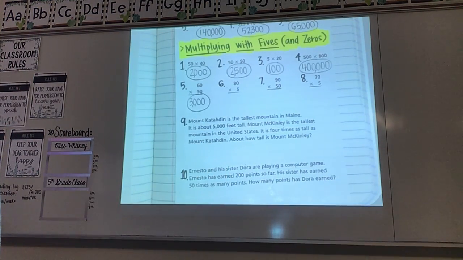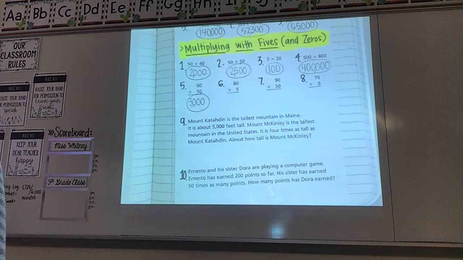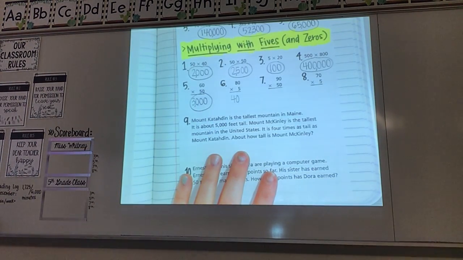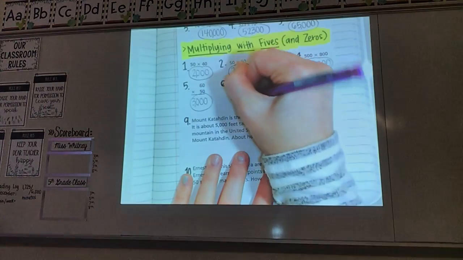By the time we're in 5th grade, our commas should be where they're supposed to be, so make sure that you add them where they're supposed to be. Number 6, covering up my 0, gives me 8 times 5, which is 40. How many more zeros do I need to add? 1 more. So 400.